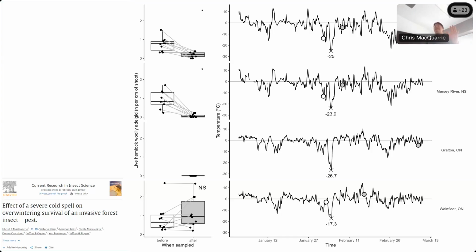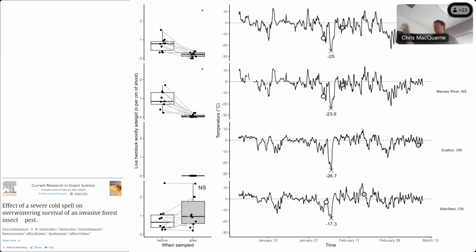And what we found is there was this really significant mortality at Annapolis Royal, Mersey, and there's big mortality at Grafton, but we weren't able to get a sample right before, but not at Wainfleet. And that correlates with these temperature drops below -20, -23, right? You get big mortality. But what's interesting and important for us is that none of those in Nova Scotia and even at Grafton were significant enough to wipe out the population. So that's really significant mortality that dropped the survivorship to 10 or 20%. But because the insect is parthenogenic, it can rebound its populations really quickly.